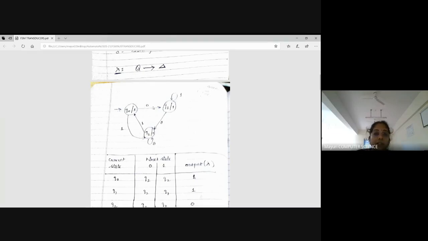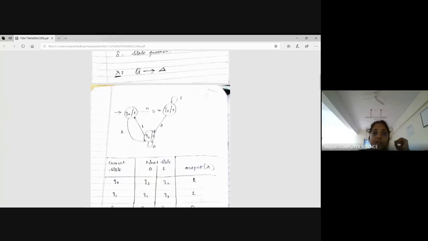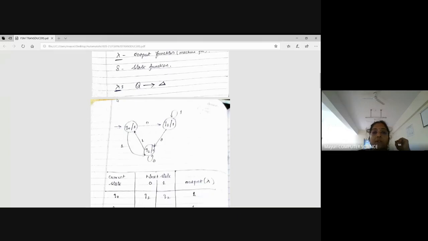These are all the transitions on the input symbols. We know that here the output function, the overall machine function, maps each state to output symbols. So here each state is mapped with the output symbols.